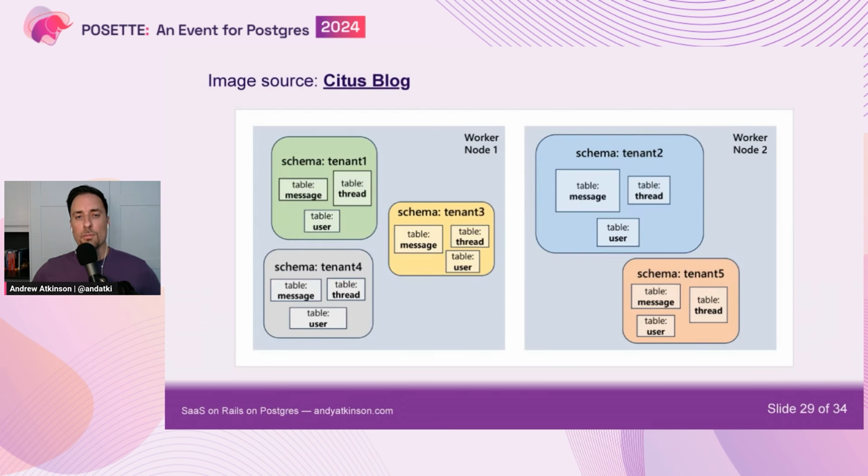So here's an image from the Citus blog. This is just showing two worker nodes on the left and right. And then on each worker node, we see three schemas on the one on the left and two schemas on the one on the right. And each of those schemas map to a particular tenant. And then within those schemas, we have three database tables: messages, threads, and users. So this is just showing a bit about how we might distribute our schemas across our worker nodes.